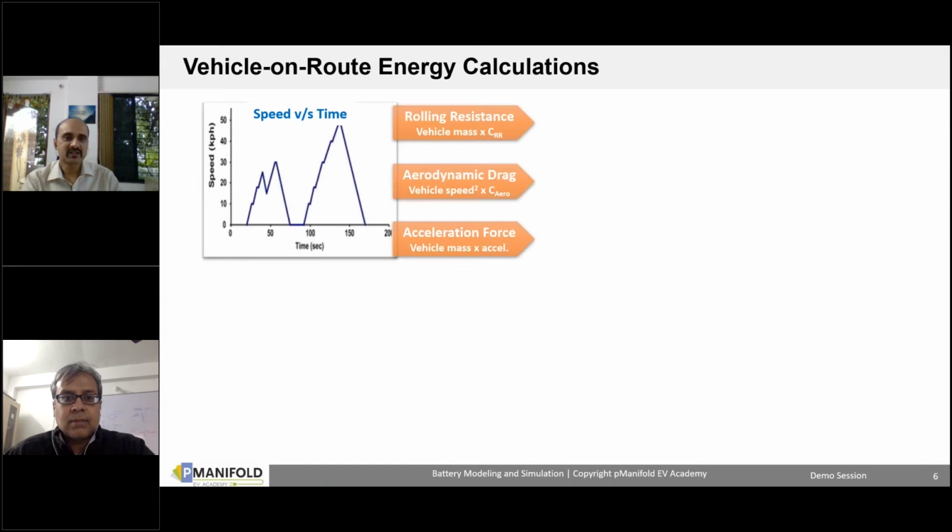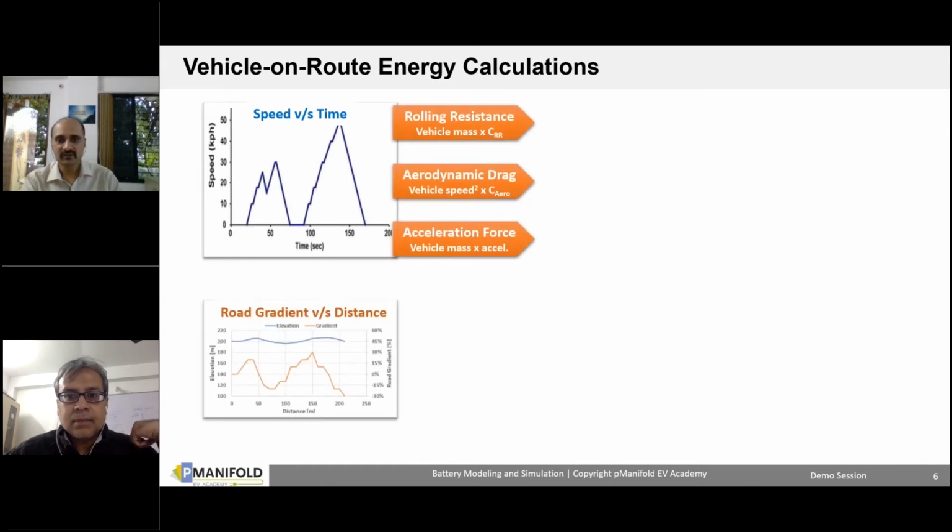So the energy calculations are basically for the vehicle. As we saw in the first slide, we move from the vehicle up to the battery. The inputs that we need for our vehicle model include the speed profile that the vehicle is going to follow, some representative speed profile. It could be a standard speed profile from a regulation cycle, or a real world user profile that you have identified to be the representative one.